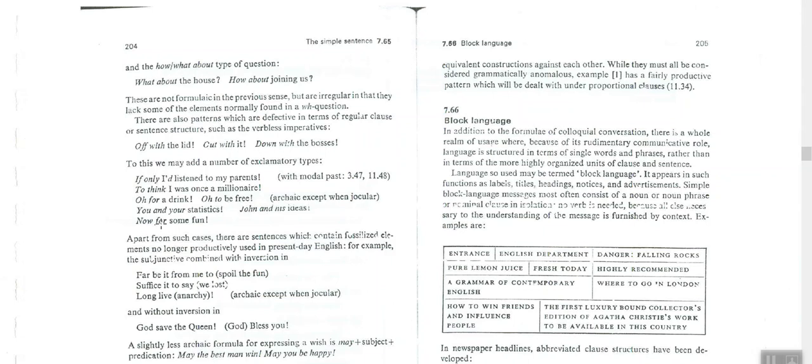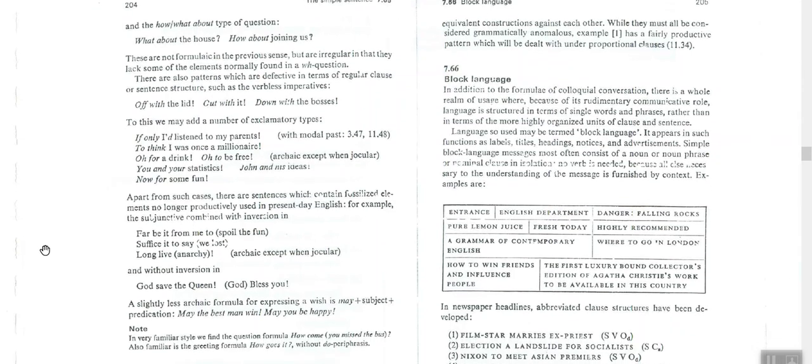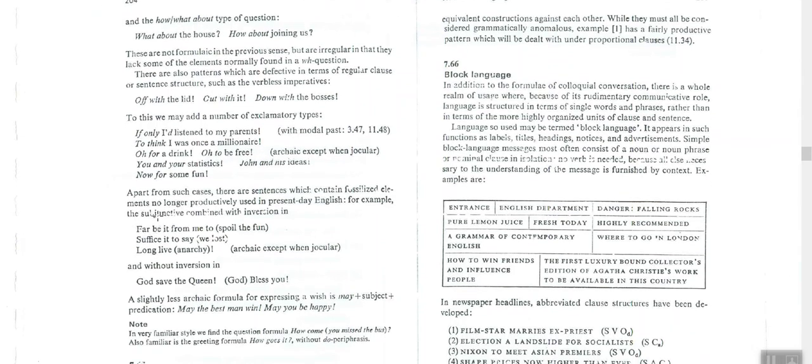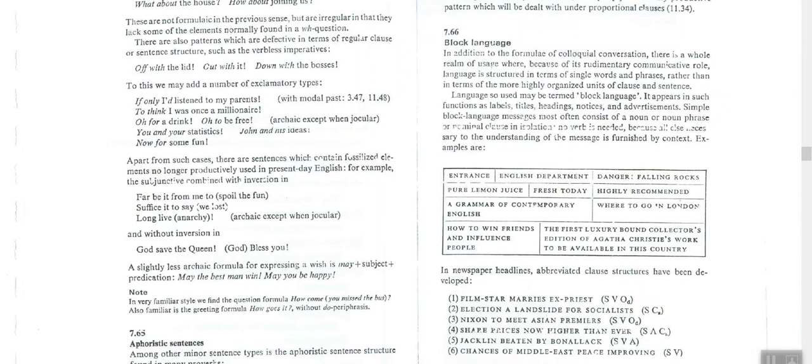These are different types. You and your statistics. John and his ideas. See, exclamation. Cristiano Ronaldo and his goals. Okay? Messi and his skills. Now, for some fun. You see, these are different types of exclamatory. Just examples here.